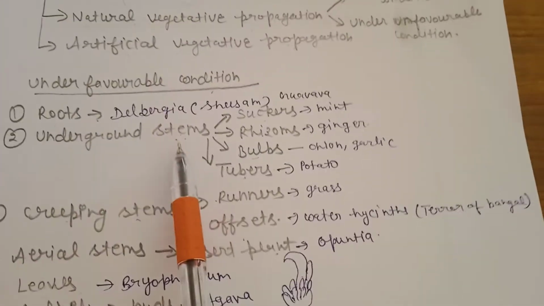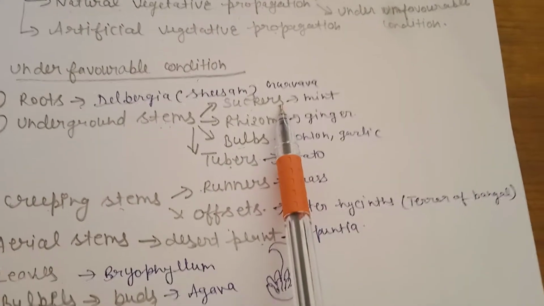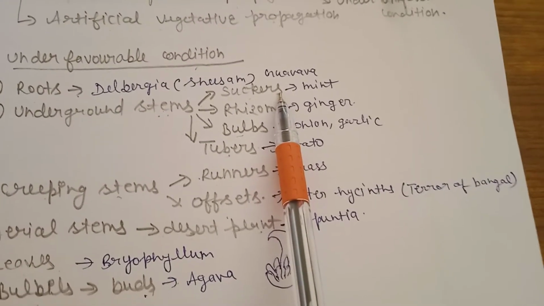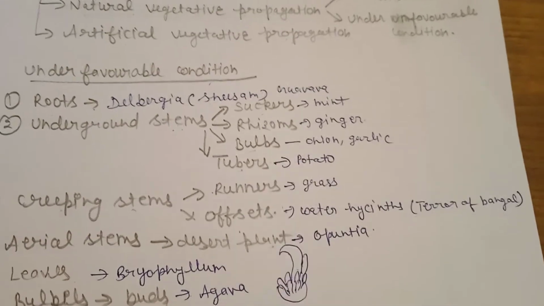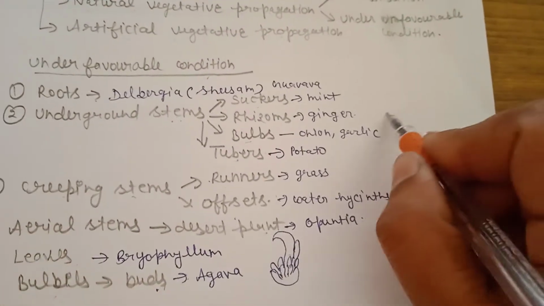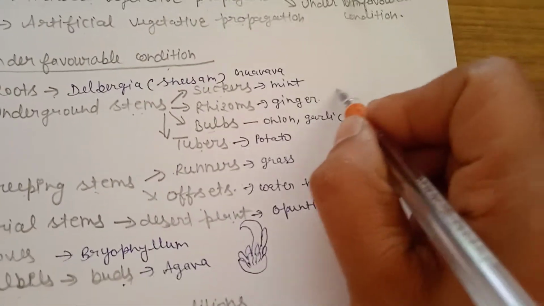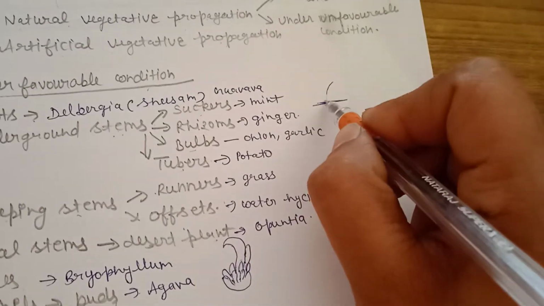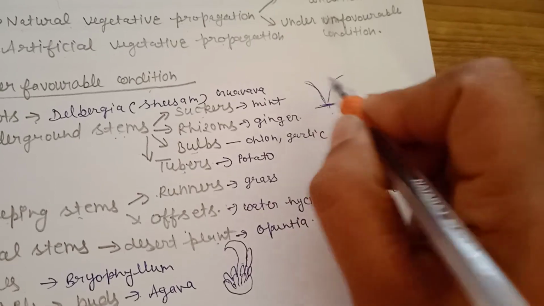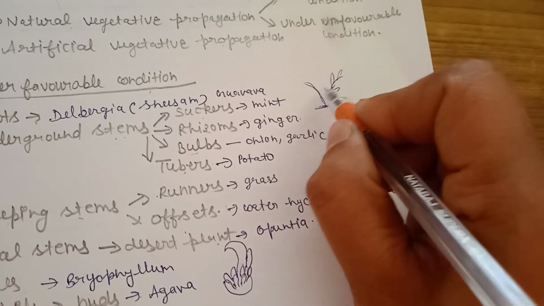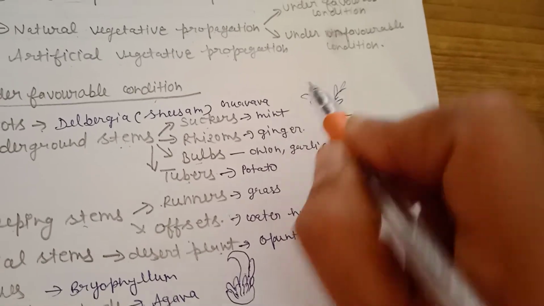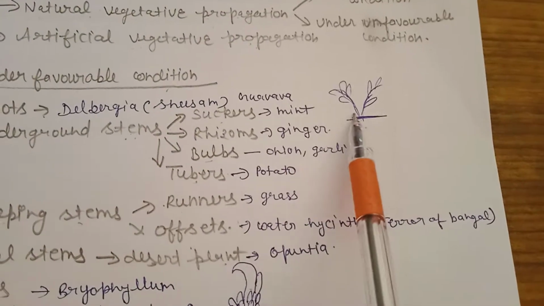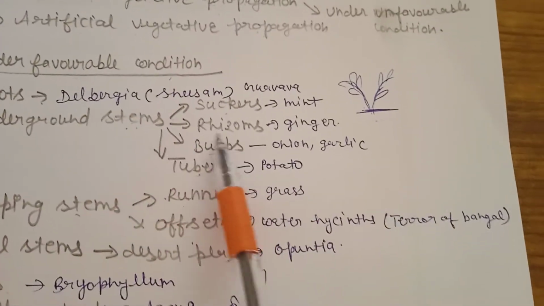The first one is suckers. Beta, for suckers you can take the example of mint. This is a small structure of mint. It will grow out as the aerial part, and this will grow like this. So this is the example of sucker.